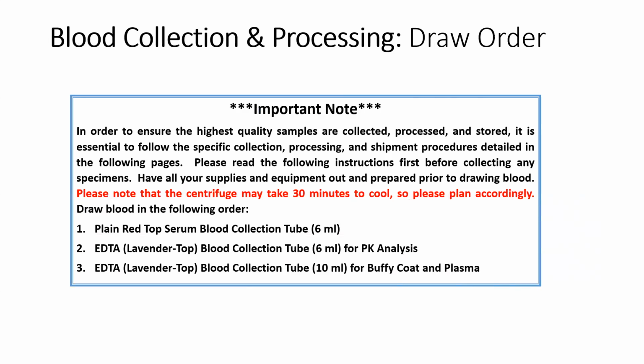And this is also another really important part, is the draw order for the blood samples. We first ask you to draw the serum first, that 6 ml red top tube, and then the 6 ml plasma EDTA tube for PK analysis, and lastly, the 10 ml EDTA tube for buffy coat and general plasma.